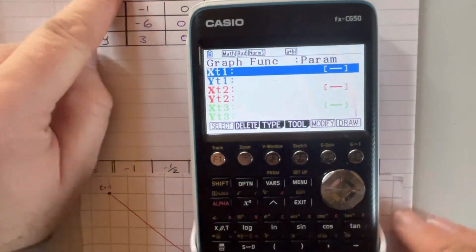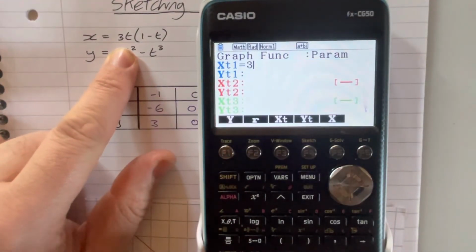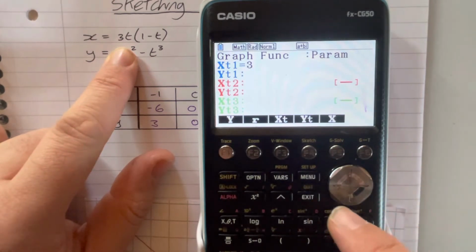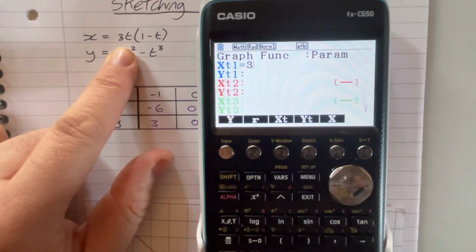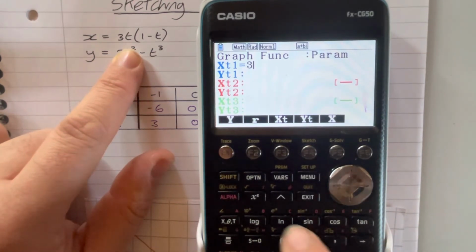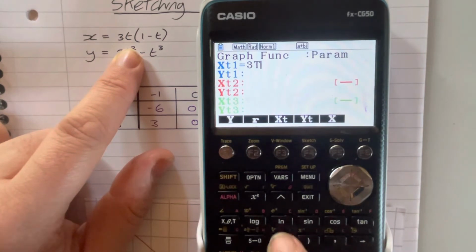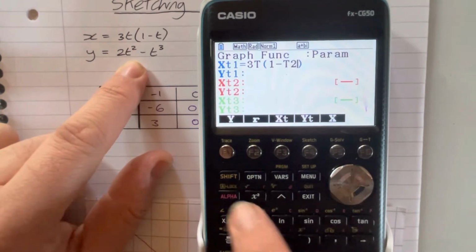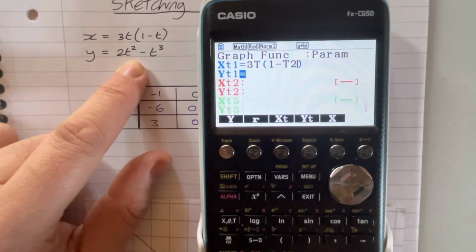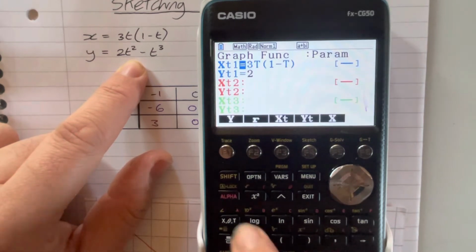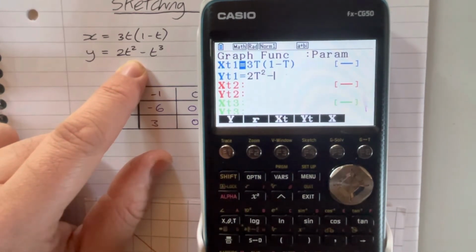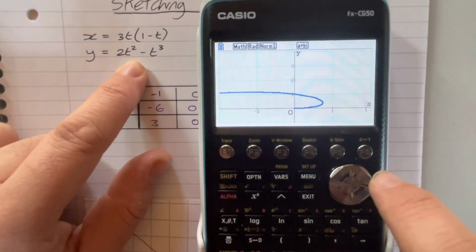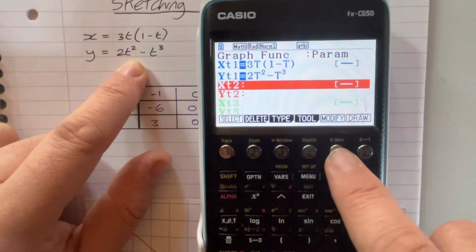So the first one is 3t. Let's try that. I'm not sure if that... No, that's not going to be right. I'm going to plug in t. If it comes out wrong, it's fine. I can have a look at how to do that. And then 2t squared. Oops. 2t squared minus t cubed. Let's see if that draws it. If it doesn't, I might have to think about... Oh, there we go. It did draw it. That's good. I'm going to modify that.